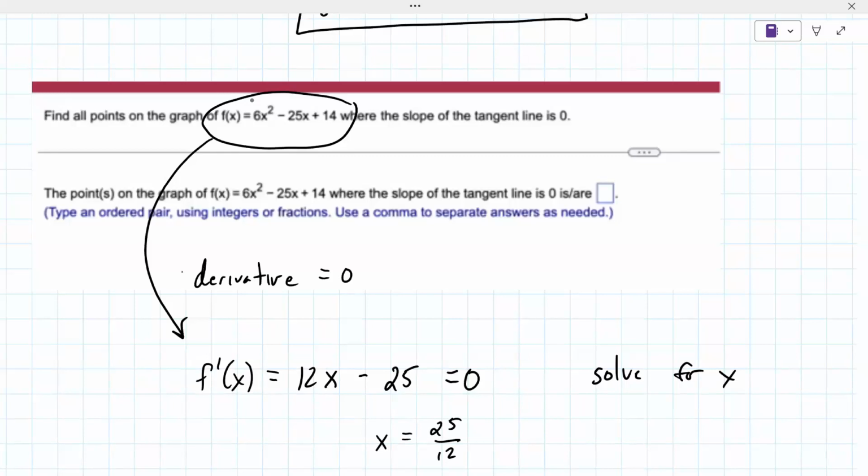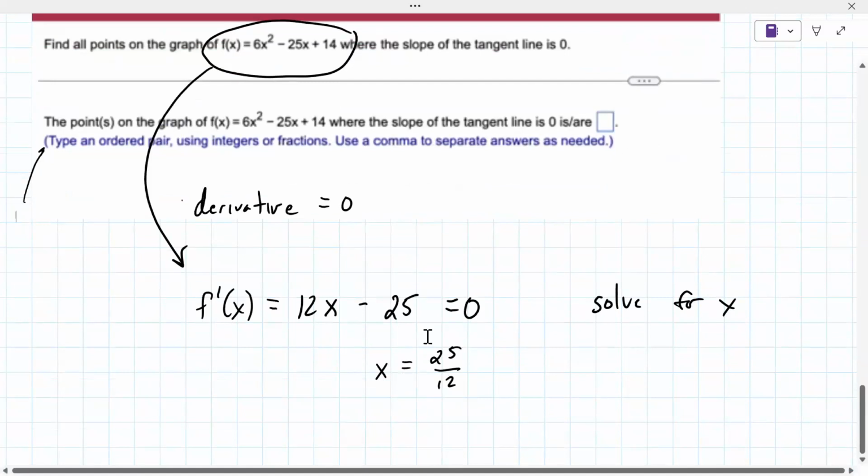Okay. And that's not the answer. They always help you here in Pierce. They say type an ordered pair. So that's the x value. To get the y value, you have to put 25 over 12 back into the original function.